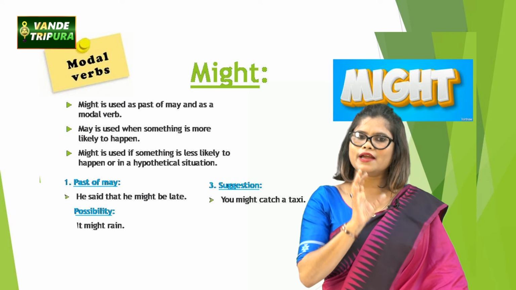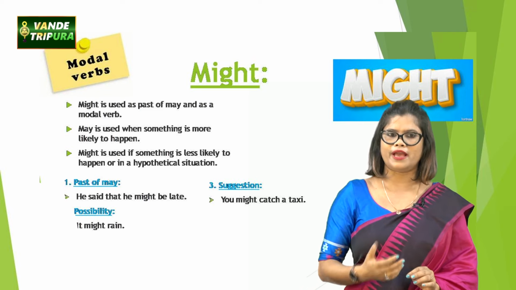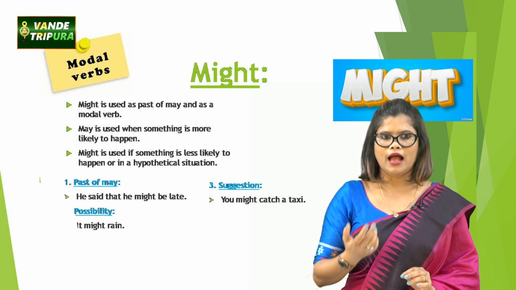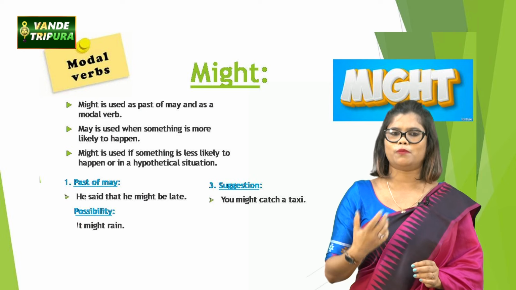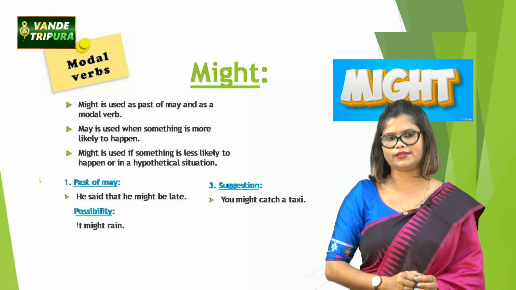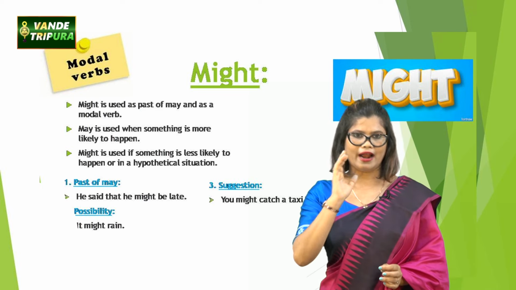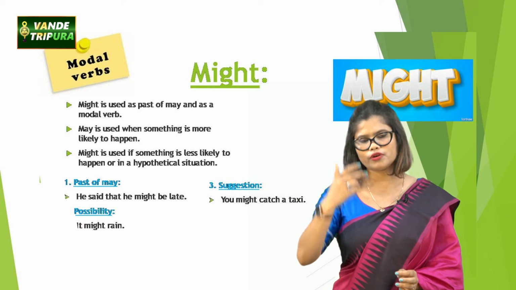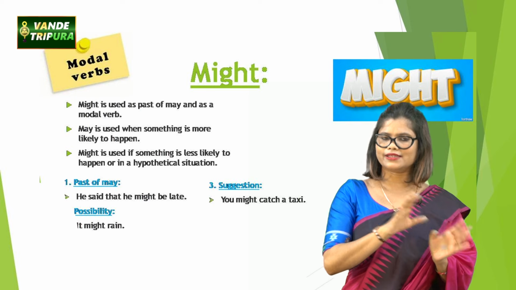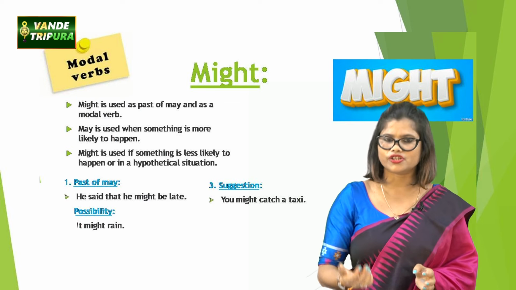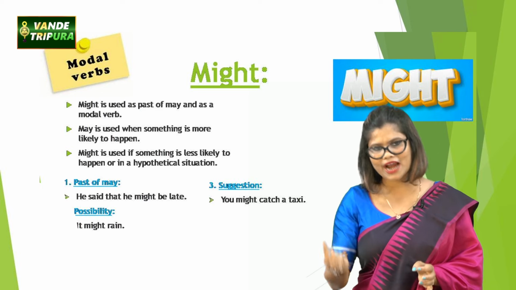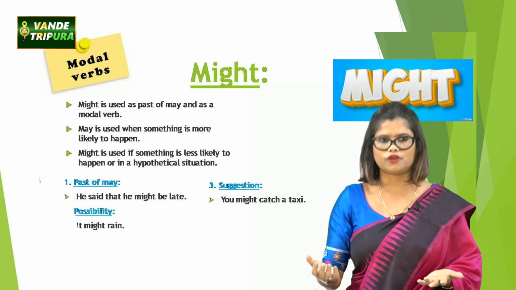Whenever we are talking about may, it is used for something that is more likely to happen. And might is used when we want to say that something is less likely to happen. For example: it may rain; another example: it might rain. Do you notice the difference? When I say may, it tells us that there is a higher chance of rain, and when I say it might rain, that means there is a low chance of rain.